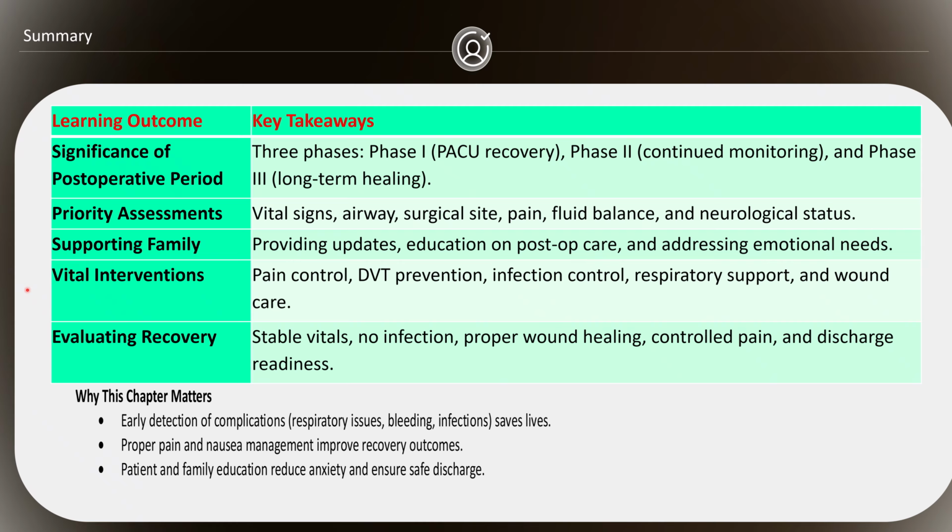The nursing interventions are, again, pain control and evaluating whether it is good or bad, DVT prevention with ambulation and compression devices, infection control, respiratory support, and wound care, then evaluating recovery. Vitals should be within certain limits, kind of stable, not off the roof.